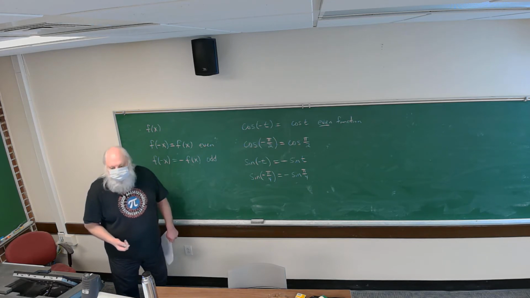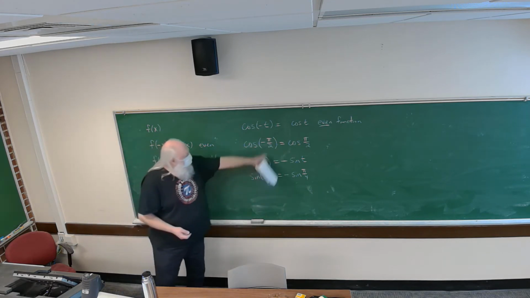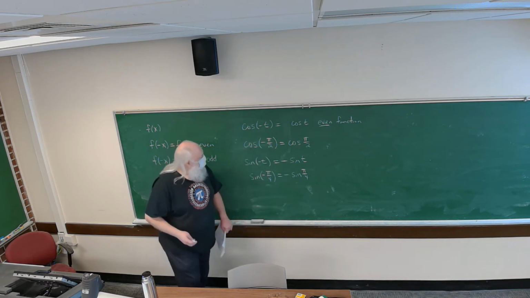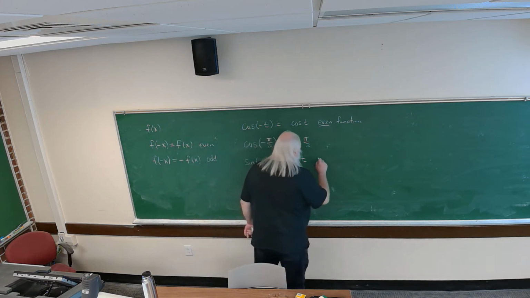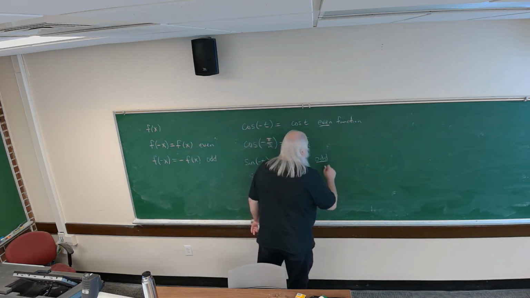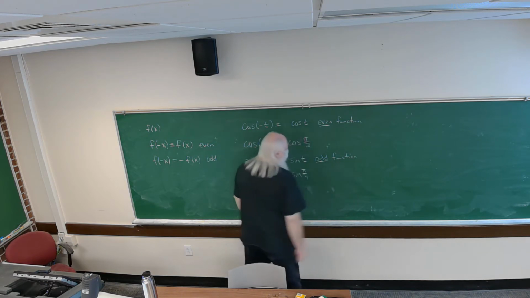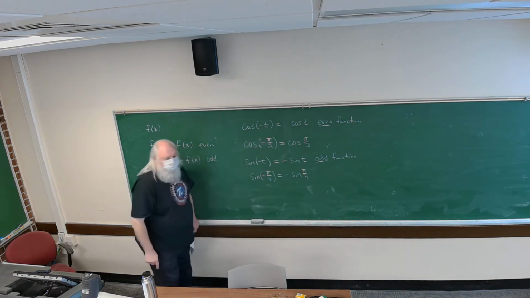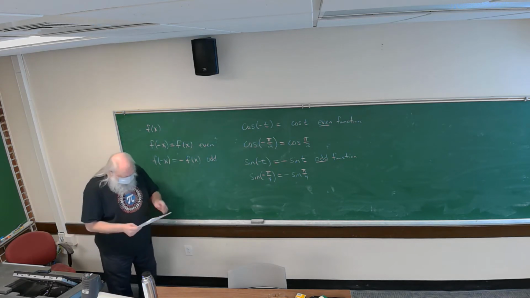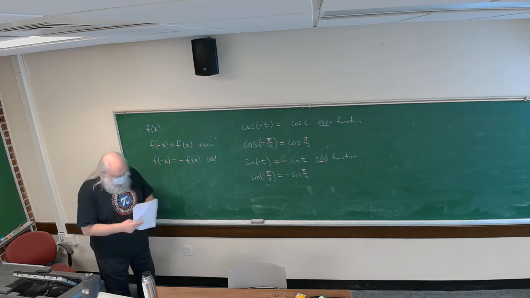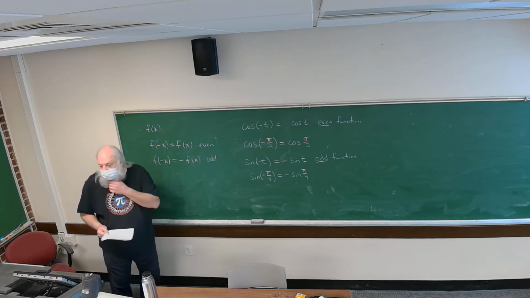And so that helps us. A lot of times, the even and odd properties, with cosine being an even function and sine being an odd function, help us evaluate sine and cosine at negative angles. Any questions on that?